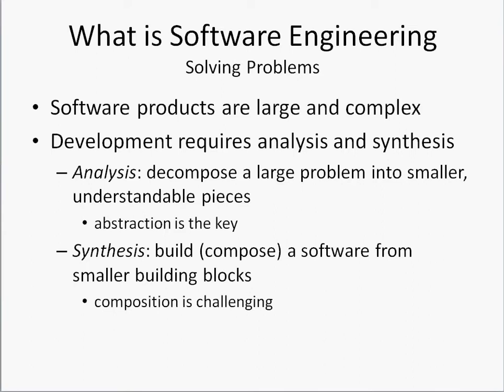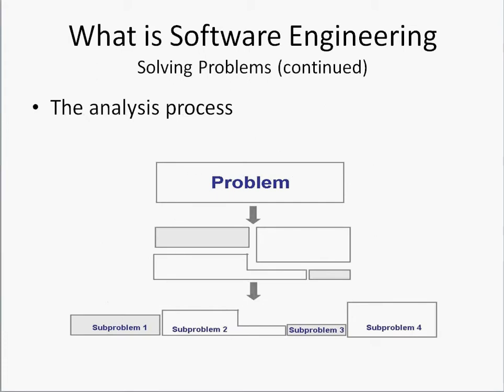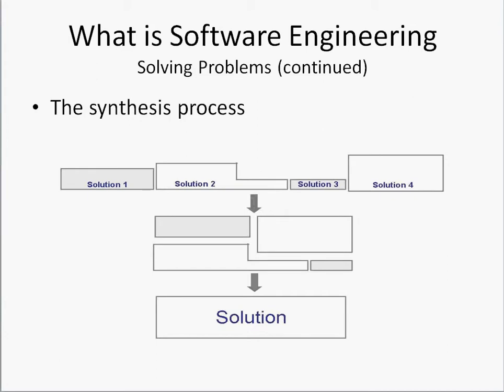So, in the development process, what we typically do is analysis. We decompose a problem into smaller, manageable pieces, and in that part, abstraction is the key. And then in the second half of solving the problem, we typically build or compose a software solution from smaller blocks. And this diagram here helps us understand a little bit better. Notice this problem here. If you decompose it into smaller pieces, we can build individual solutions and put it back together into a comprehensive solution for our customers.